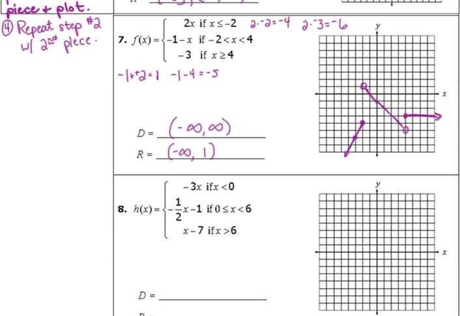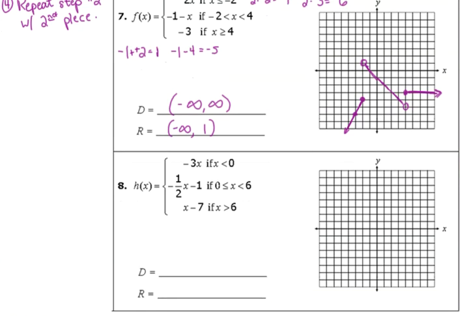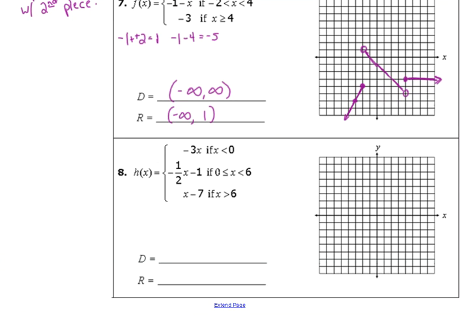Okay, do we feel like we've got it, or do you want to see one more? One more? Let's do number 8. We're changing at 0, we're changing at 6. So plug 0 into the first piece. -3 times 0 is 0. So 0, 0. Oh, not a point, it's a circle, because we're not equal to. Open circle at 0, 0.